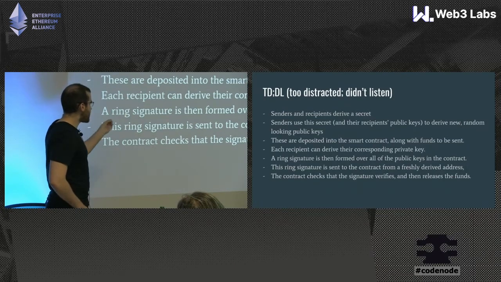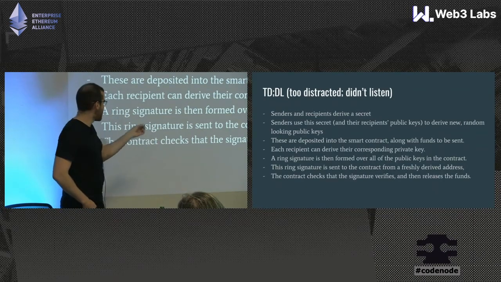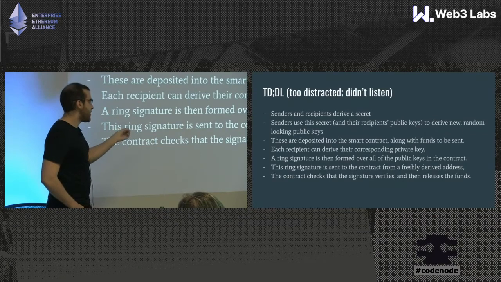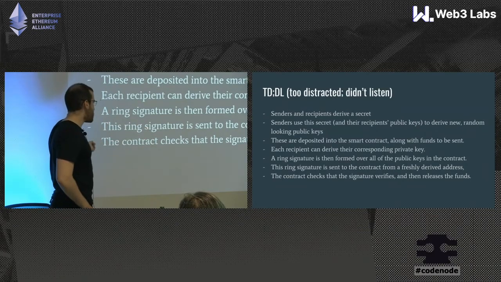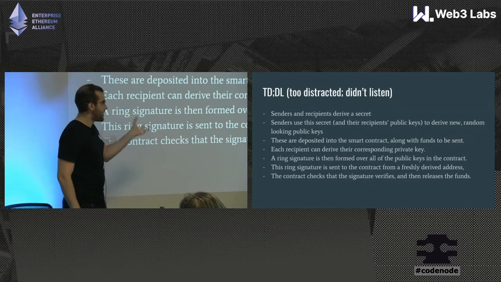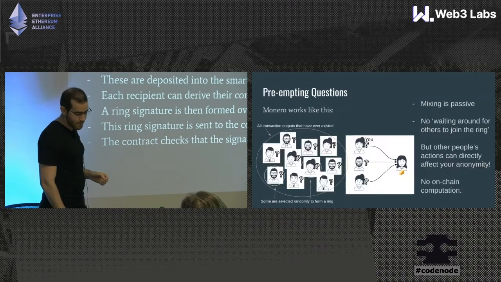A ring signature is then formed over all the public keys in the contract. This ring signature is sent to the contract from a freshly derived address. The smart contract trustlessly checks that the signature verifies and then releases the funds to the appropriate signer.